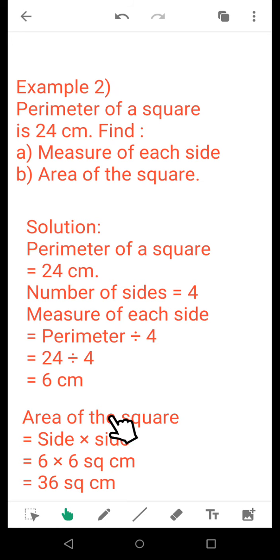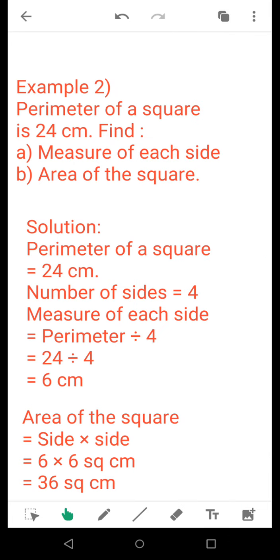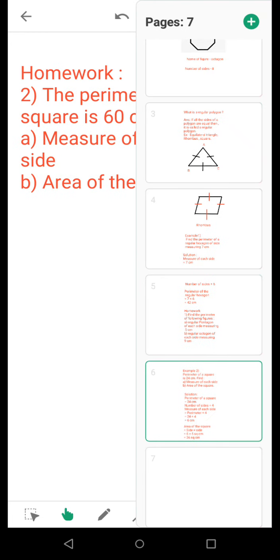Now for the area of the square, you have to multiply side by side, that is 6 into 6 square centimeter, that is 36 square centimeter. As you know, in area the unit is square units.